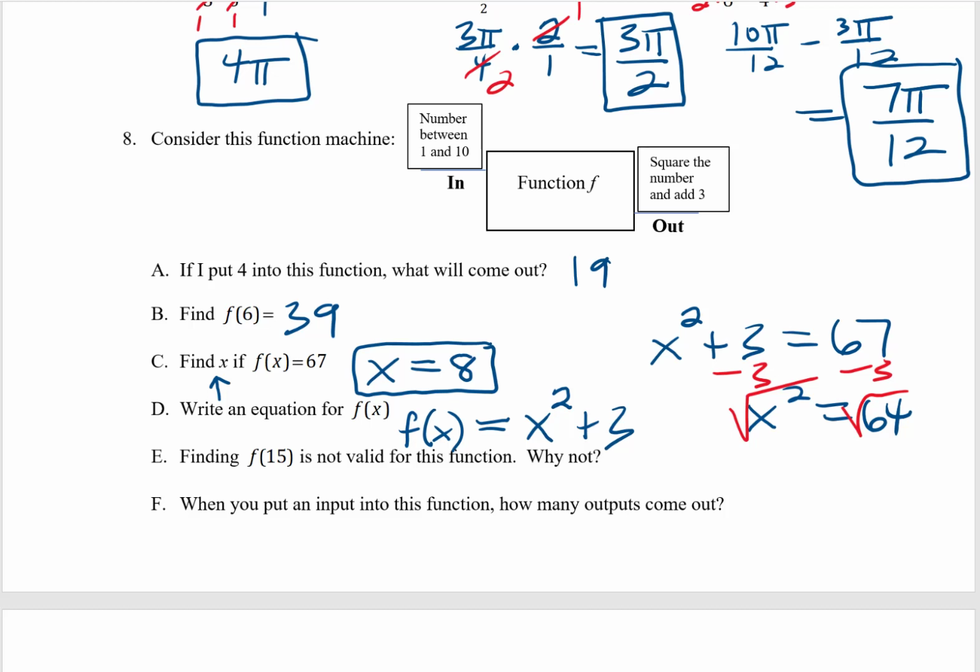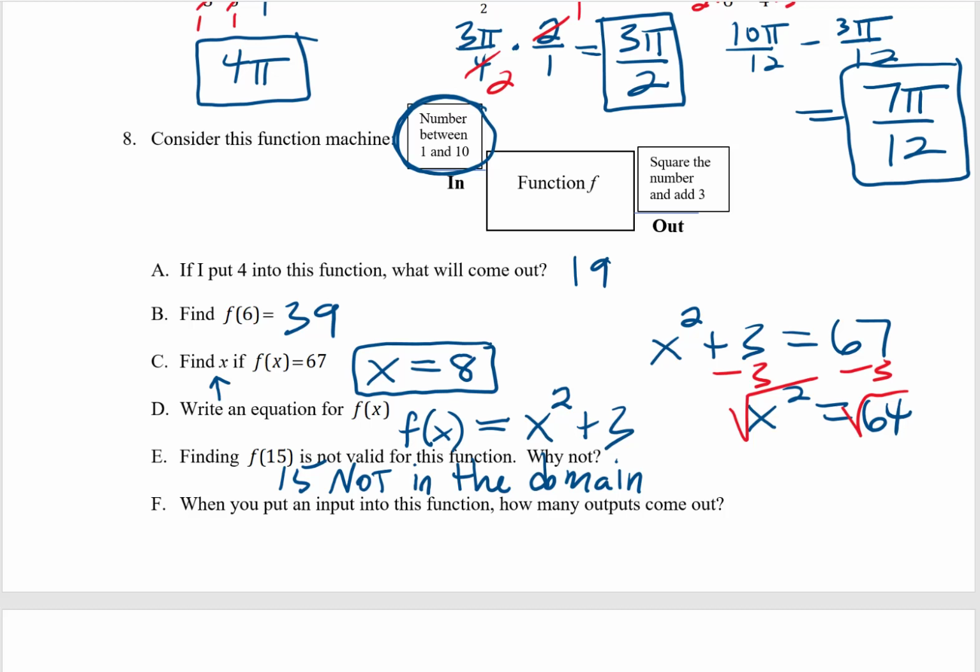Why could I not find f of 15? I mean, I think I could square 15 and add 3. I could do the math. The problem is that 15 is not a valid input. The fancy way of saying that is 15 is not in the domain of the function. The domain is the list of all allowable inputs, and the only inputs allowed, according to our definition here, were numbers between 1 and 10.